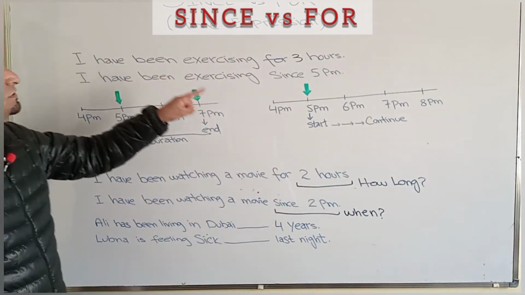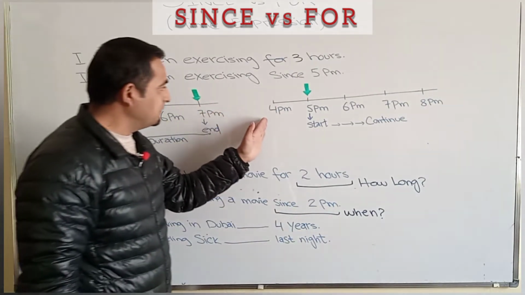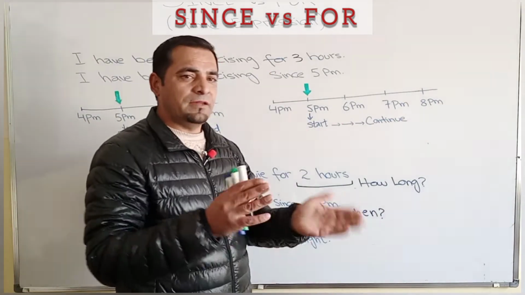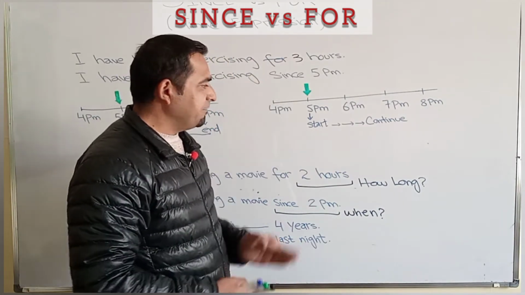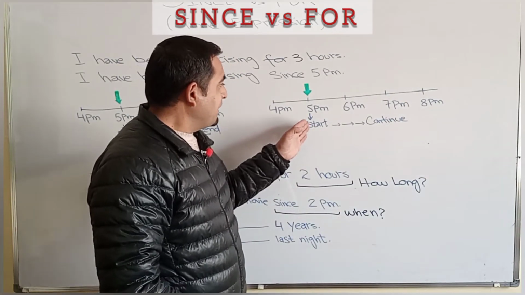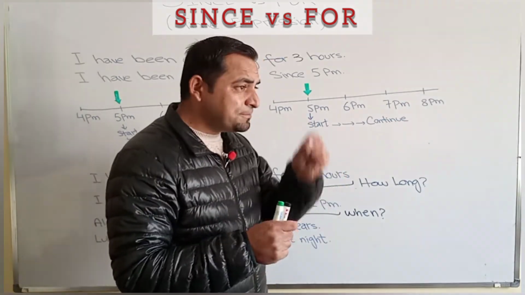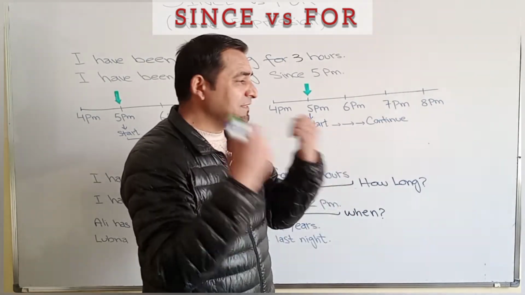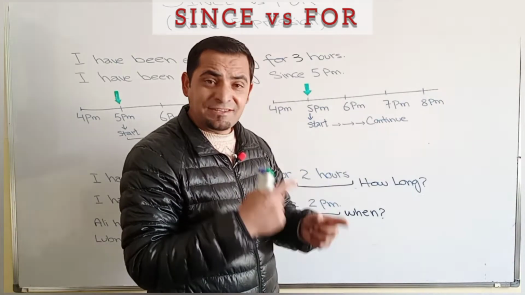I have been exercising since 5 p.m. Let's look at this figure. As I mentioned, maybe by 4:30 I reached the gym, and exactly at 5 I started exercising, right? Now I started, and by the time I'm speaking, I'm saying I've been exercising since 5 p.m. It means that I've started and it is still in progress, it continues.